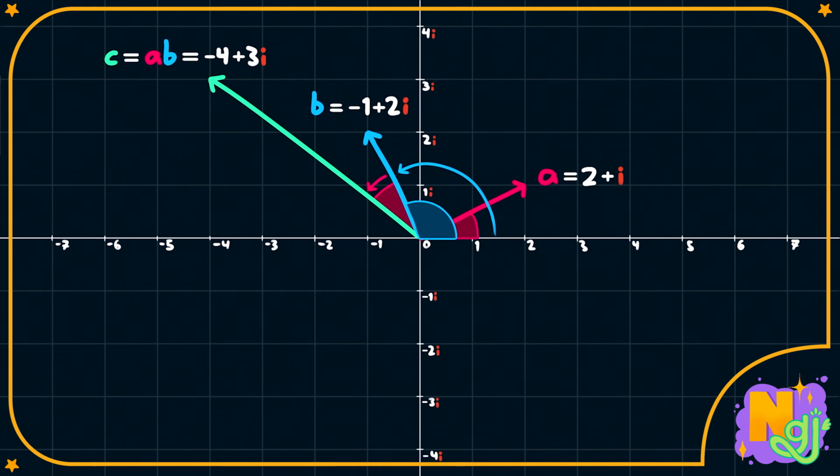And what's more is that the length of this vector is actually the length of a times the length of b. And so then we get the length of c. So not only does it add up the angles, but it also multiplies the magnitudes of a and b together.